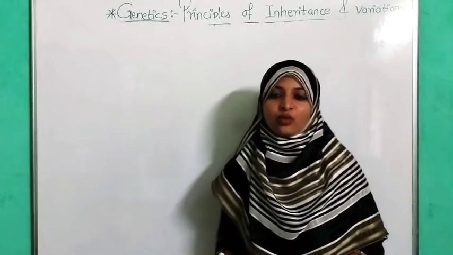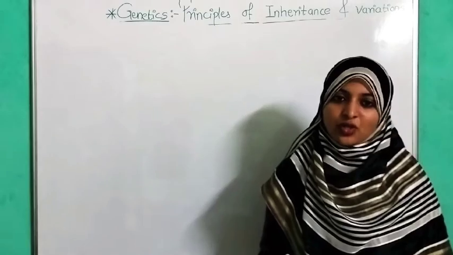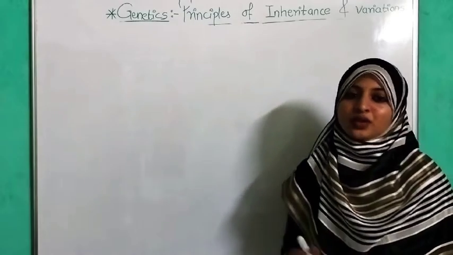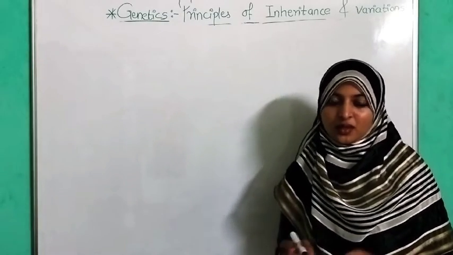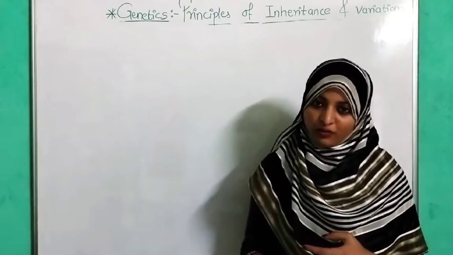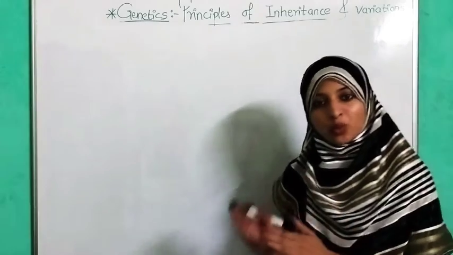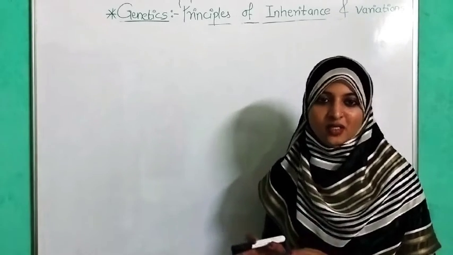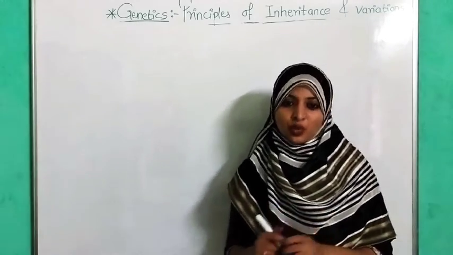Everyone. Today we are going to study the trihybrid cross. For that, we are going to take three different characters: the height of a plant, the color of the flower, and the position of the flower. So we are going to take a homozygous dominant condition and a homozygous recessive condition.